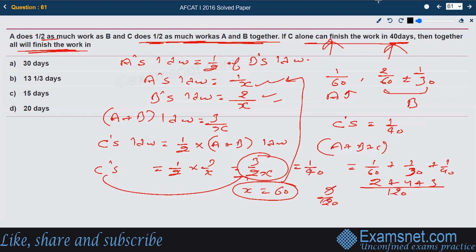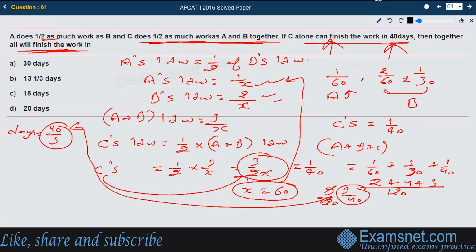If you solve this, this gives us 3 by 40. So this is the total one day work. So how many days will be taken together? If the one day work is 3 by 40, how many days will be required? Days will be just the multiplicative inverse, that is 40 by 3. If you simply solve this, it is going to be 13 by 3 days. 13 by 3 days is the right answer. So option B is correct.